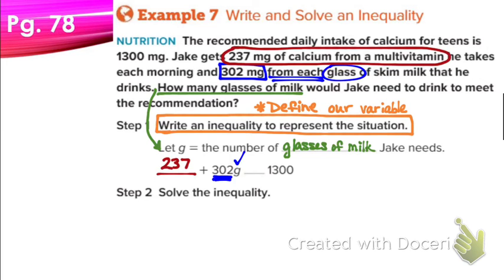All right, last thing we need to do is figure out which way this inequality needs to go. So talk to me about these numbers over here. The 237, 302 times G. Is that the recommendation? Or is that what Jake is consuming? This is what Jake is consuming, right? Yeah.